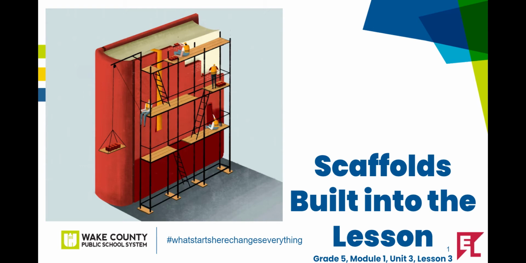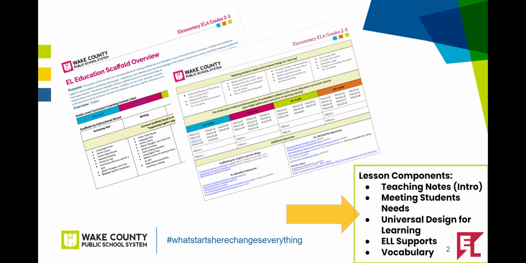Throughout this learning opportunity, we'll focus on examples of scaffolds that already exist within EL Education lessons using Lesson 3 from Grade 5, Module 1, Unit 3. An EL Education Scaffold Overview document for elementary ELA grades 2 through 5 can be found in Learning Central under the appendix within each grade level module and in the teacher planning tools for your grade level curriculum. Please refer to this document for additional supports as you plan.